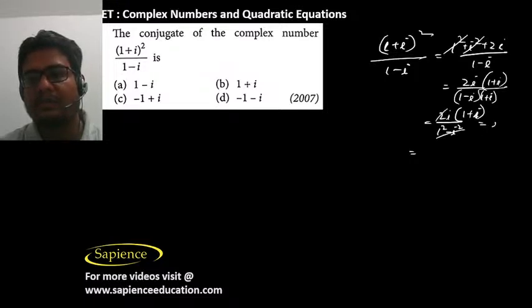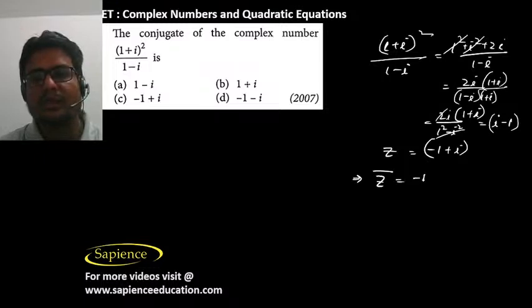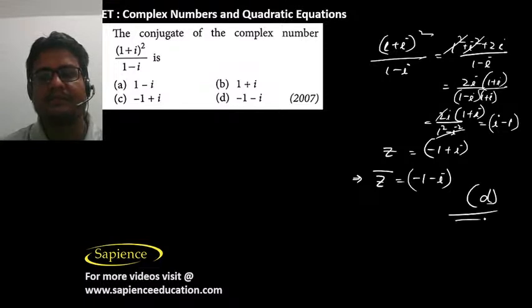This is i into this. So this is i plus i square, that is i minus 1. So this is minus 1 plus i. This is z. So therefore the conjugate of z is equal to minus 1 minus i. So option D is the correct answer.